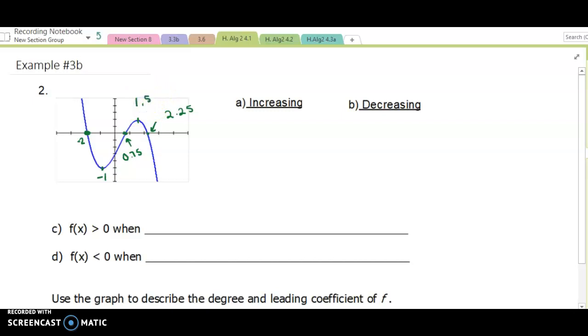Okay, now I want you to go ahead and try this one on your own. Try to find out when it's increasing, when it's decreasing, and when f of x is greater than 0 and when f of x is less than 0. Remember, this is when the y value is greater than 0 and when the y value is less than 0. So go ahead, pause this, try it on your own, and then we'll go over it.